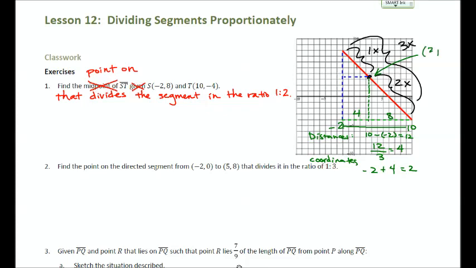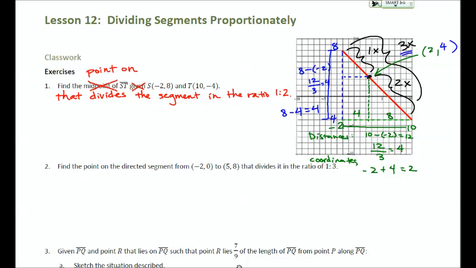Now, in the y direction, we do the exact same thing. I start at the point 8, and I end at -4. And I've traveled a distance of, let's see here, 8 minus -4, the distance would be 12. And again, I want to divide this by 3 because I have 3 total parts, and I get 4. So from the starting point, 8, I want to go down 4. 8 minus 4 gives me 4, and that is the y-coordinate of my mystery point.